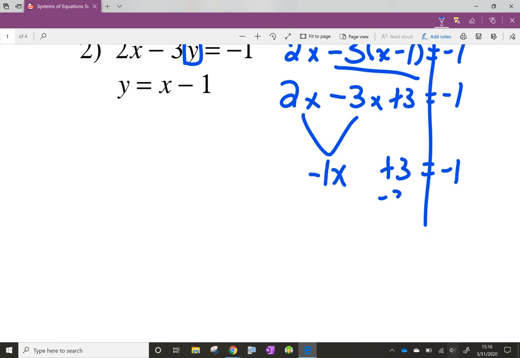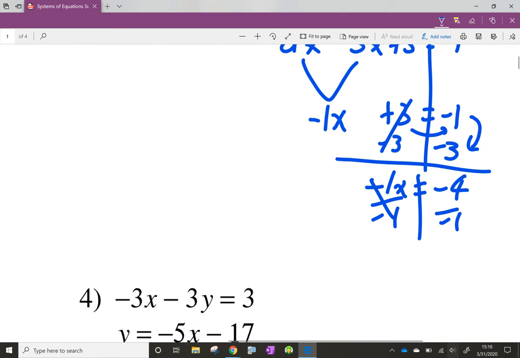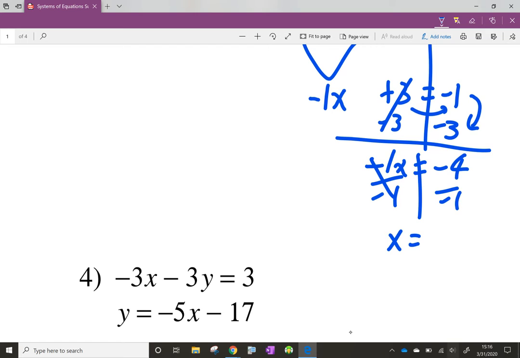Continue to solve it like a normal problem. Subtract that 3, because remember, we are canceling that out, right? We are moving it to that side, canceling it out, which is why we do that opposite operation. This ends up leaving us negative 1x equal to, let's see, negative 1 minus 3 is negative 4, right? Continue this problem. We divide by negative 1, because the x is not by itself yet. We end up with x equal to positive 4.